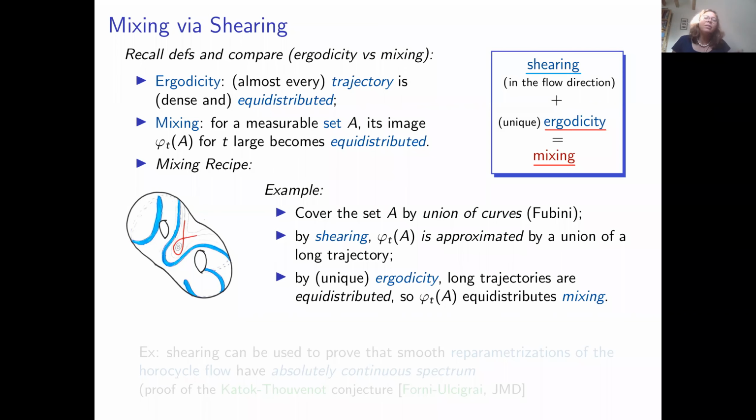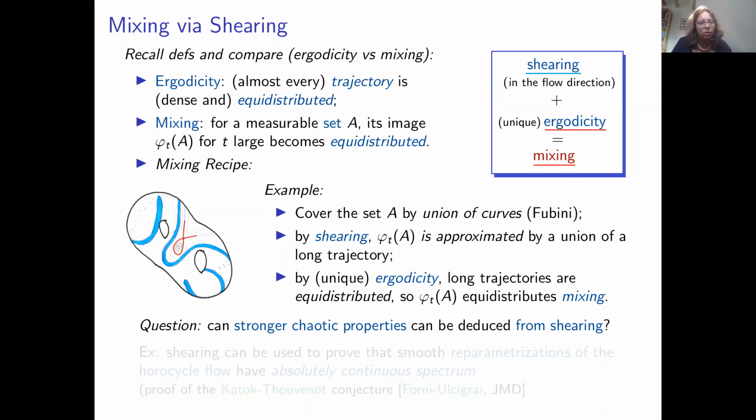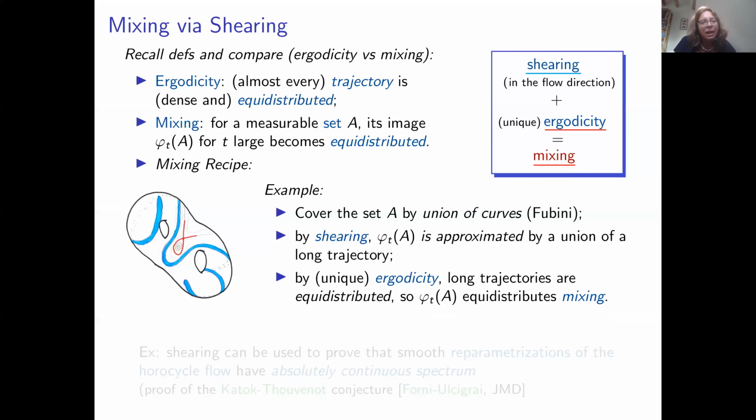So again, ergodicity is an equidistribution of trajectories. Mixing is equidistribution of sets. But if I have shearing, pieces of my set shear and become like long trajectories, so they equidistribute. So this is a way to deduce mixing from ergodicity. And it's really a key mechanism which was used to prove mixing for the horocycle flow, for smooth area preserving flows, and also for time changes of the flows. So it's a really ubiquitous type of mechanism in parabolic dynamics, in my opinion, very crucial.